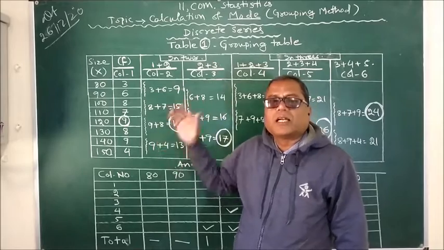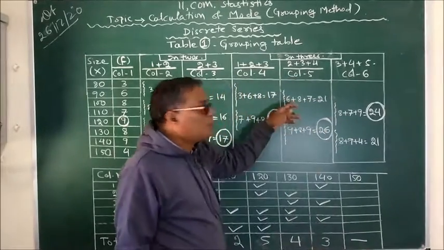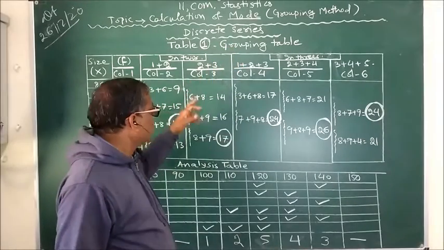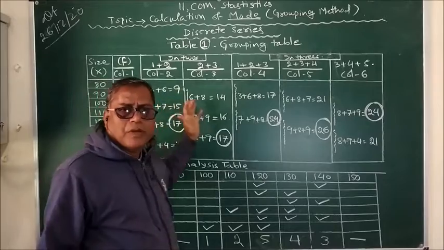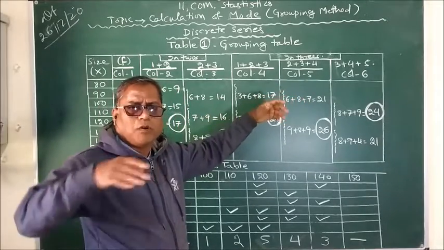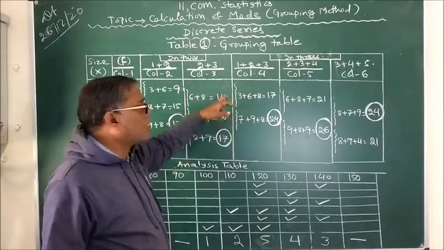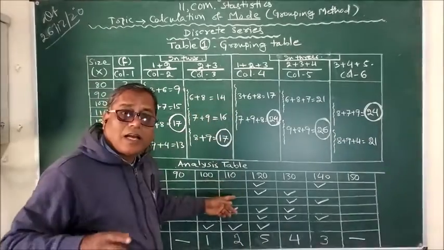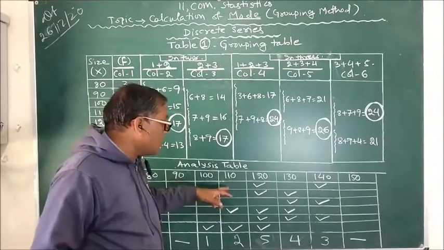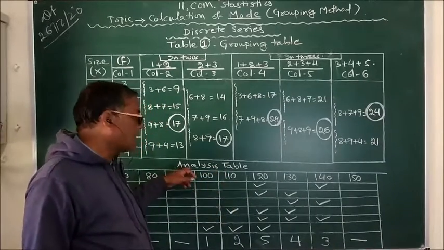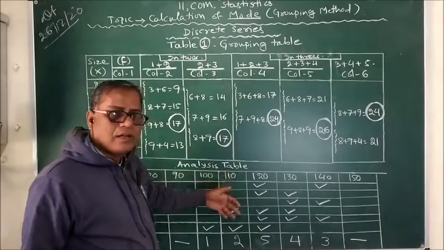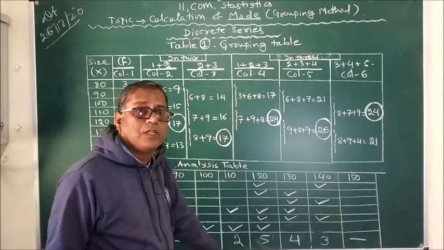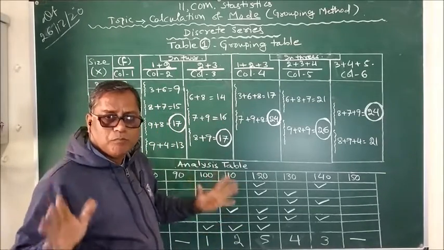grouping method, and according to this method we use two tables. The first one is called grouping table. In the grouping table we make groups of frequencies, and we will be discussing in elaboration what exactly is the process. And after making grouping, we have to analyze the grouping, and for that we need to make yet another table which is called analysis table. And after analyzing the groups, we can ultimately arrive at the conclusion what is the exact value of mode.